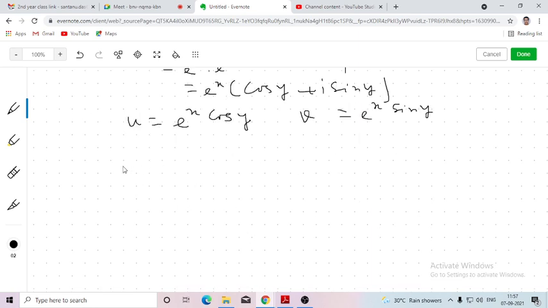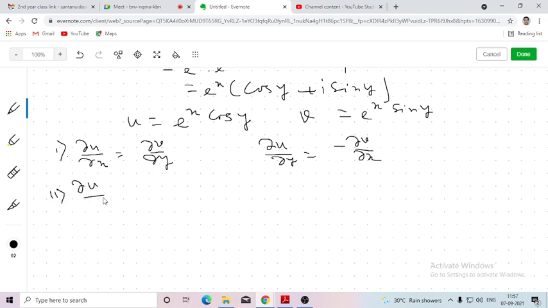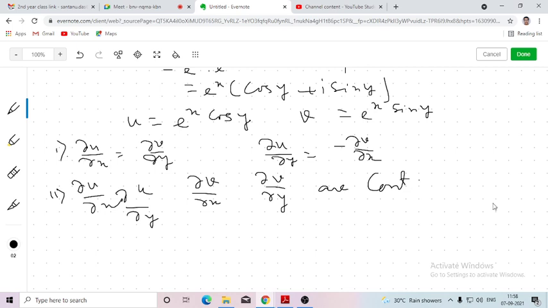Okay. Now, to show that it is an analytic function, we need to show these two criteria. One is that the Cauchy-Riemann equations are satisfied. That means del u del x equals del v del y, and del u del y equals minus del v del x. Number two is, we need to show that all these four partial derivatives are continuous. Is that clear or not?